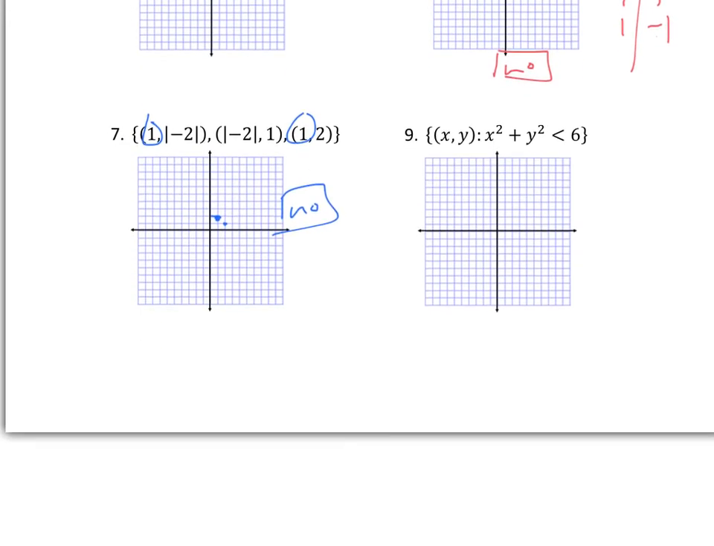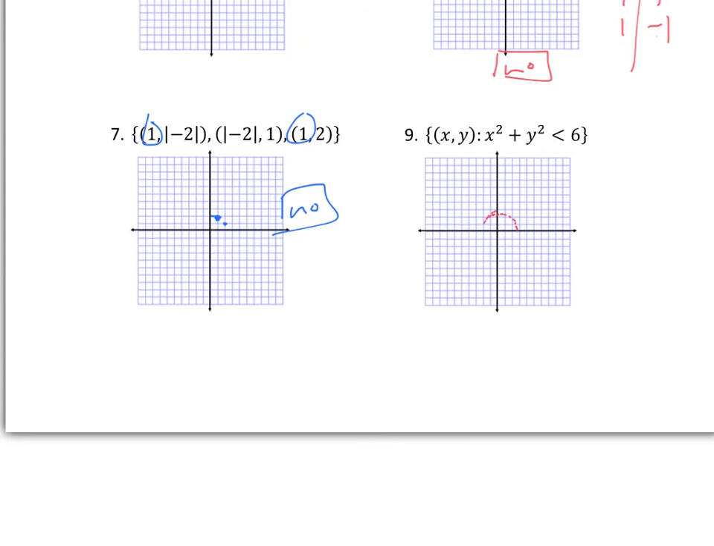Lastly, x squared plus y squared is less than 6. This is actually a circle. It might be tough to see, but you have a circle with a radius of less than the square root of 6. So you could use 1 and 1. The square root of 6 is between 2 and 3, so our radius is between 2 and 3.